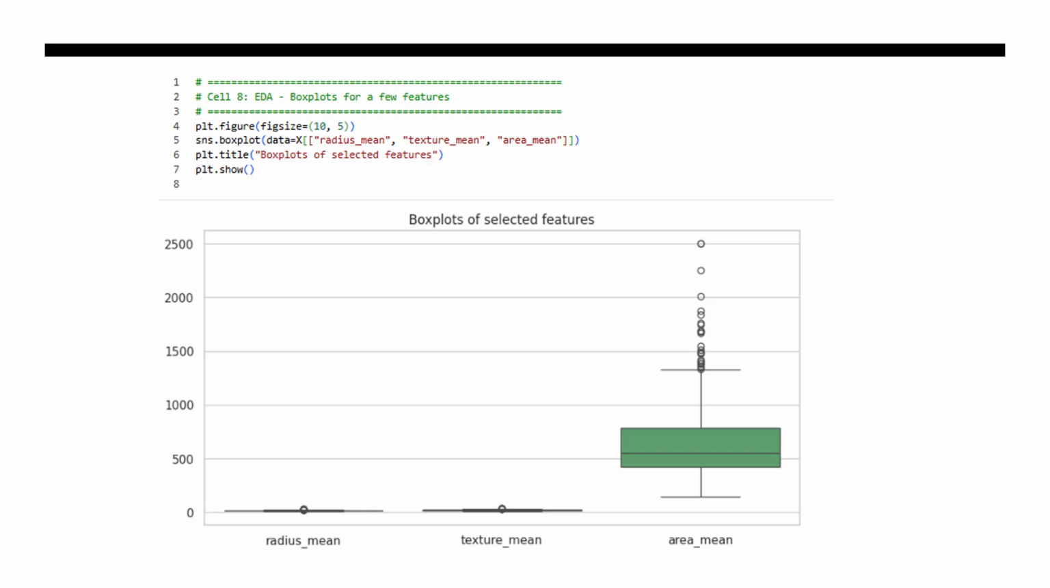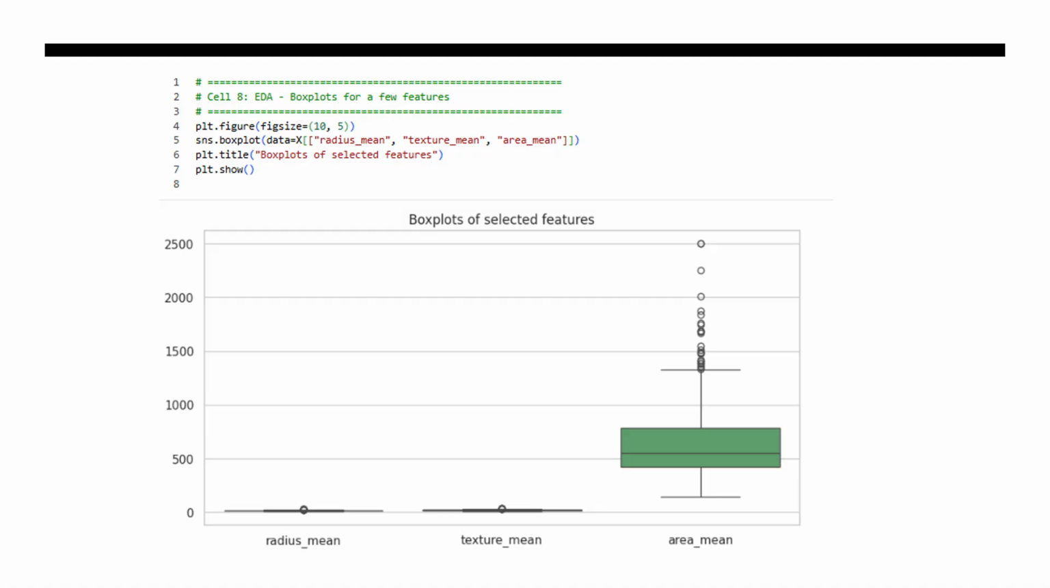The area mean is really operating on a completely different scale. Its median is far higher than radius and texture. But more striking, look at those dots above the whiskers. Those represent outliers, especially in area mean. And this matters because support vector machine tries to maximize the margin, but extreme values can influence where the margin lands, not because they're common, but because they are far away.